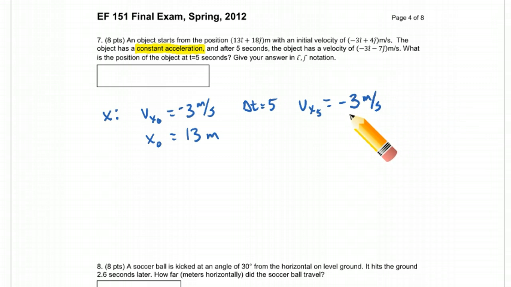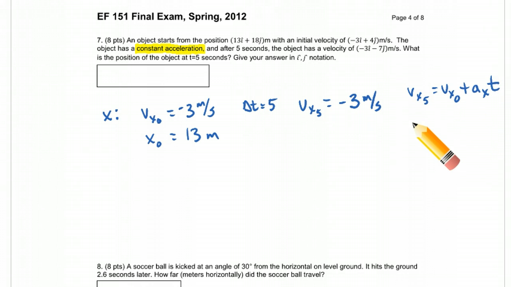So, may be obvious, but let's write it out. The velocity at x after 5 seconds is equal to velocity x0 plus acceleration at x times time. Okay, we have minus 3 equals minus 3 plus a sub x times 5. There is no acceleration in the x direction, just 0. So it's actually constant velocity in the x direction.